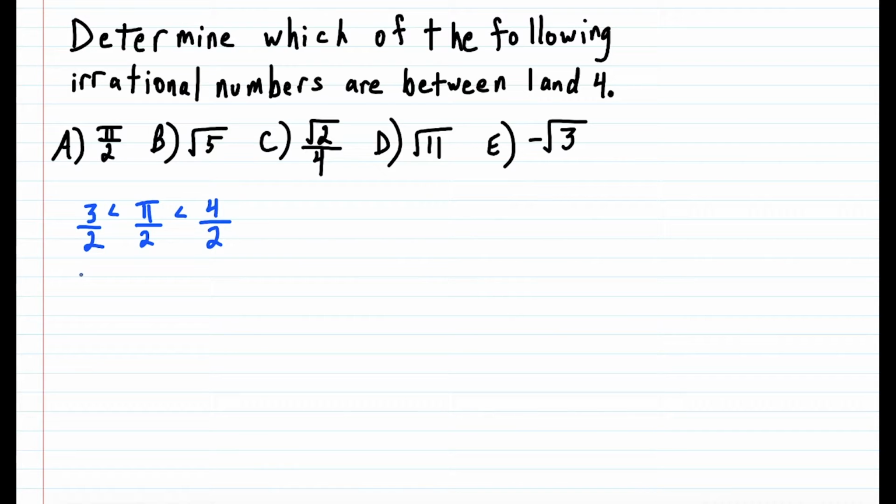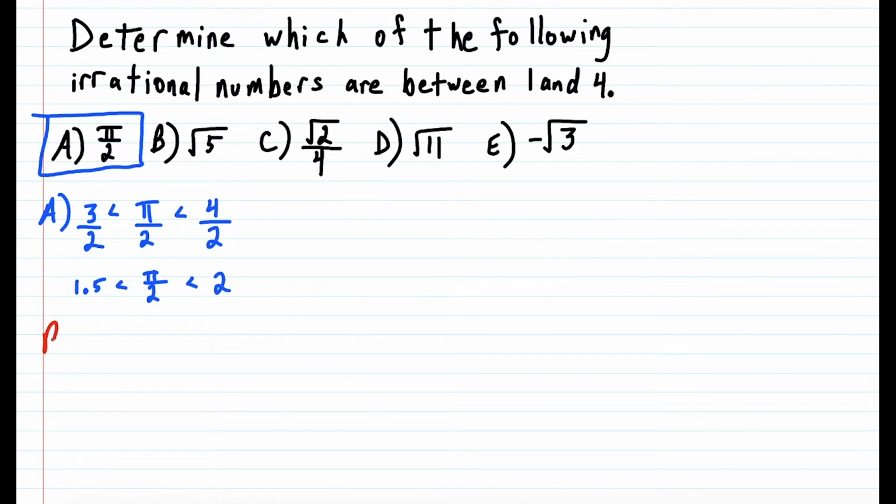And what this tells us, well, 3 over 2 is 1.5. Pi over 2 is, we're just going to say, pi over 2. And 4 divided by 2 is 2. So pi over 2 is a number between 1.5 and 2. So if pi over 2 is between 1.5 and 2, then it's definitely between 1 and 4, because this little sub-range is between 1 and 4. So this one does in fact check out. We'll just circle the ones that do work. Pi over 2 is between 1 and 4.